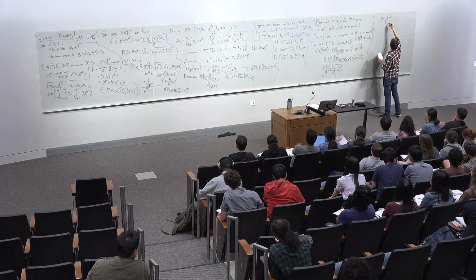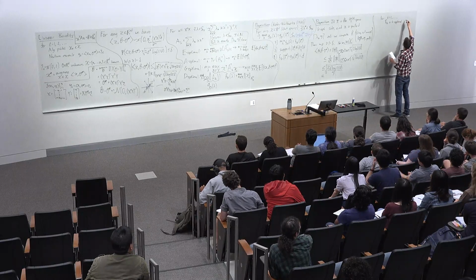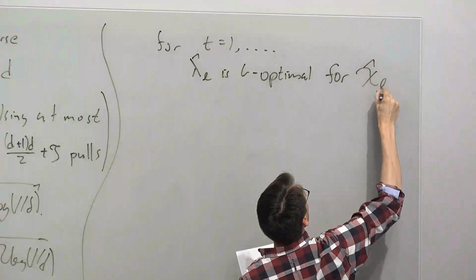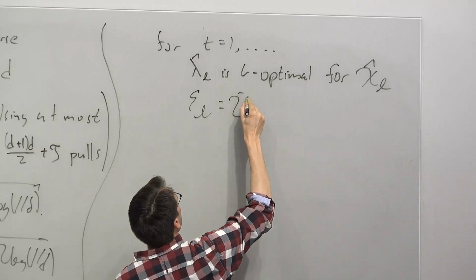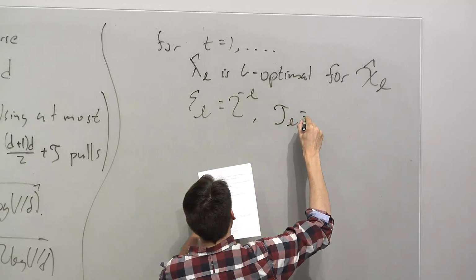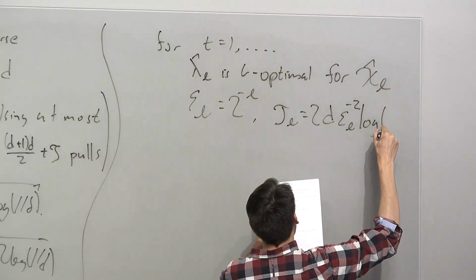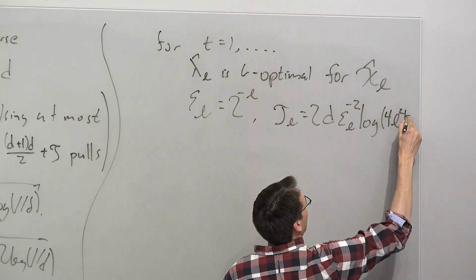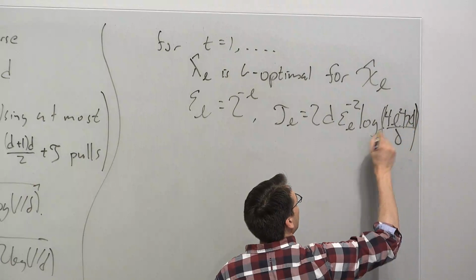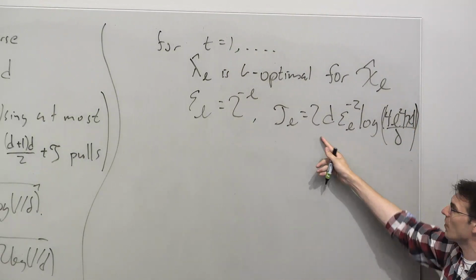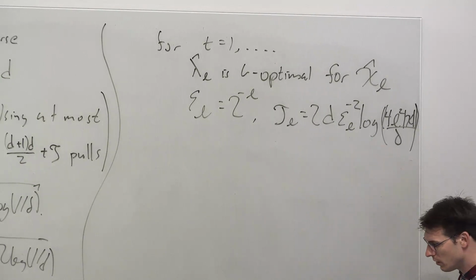Lambda hat L is the G-optimal design for X hat L. Epsilon L is equal to 2 to the minus L. Tau L is equal to 2d epsilon L to the minus 2 log of 4L squared |X| over delta. Okay, this should all look very familiar. This is exactly what we had in the previous algorithm, except for now I have a d here. Otherwise, it's identical by design.